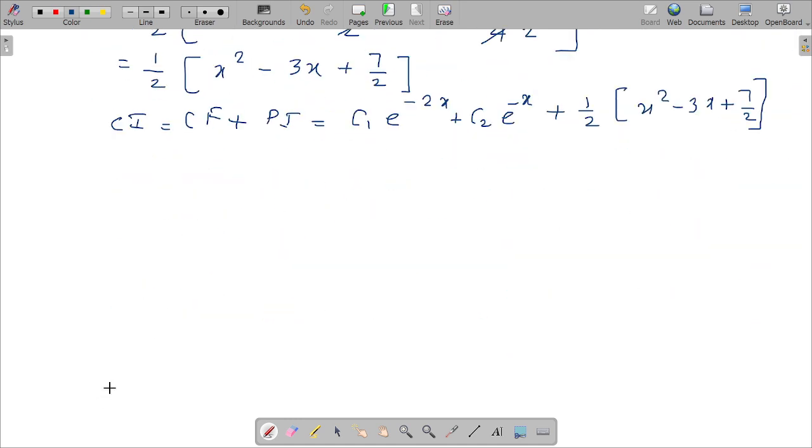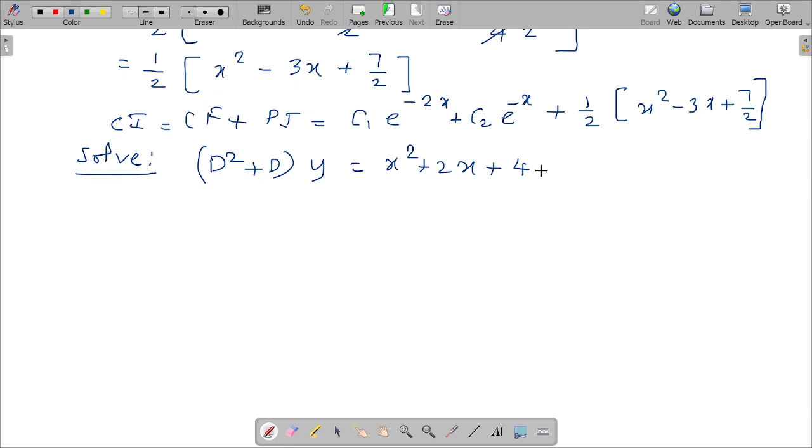We solve one more problem based on this. Solve (D square plus D) y equal to x square plus 2x plus 4. It is also an algebraic equation. At the time, how can we solve this?